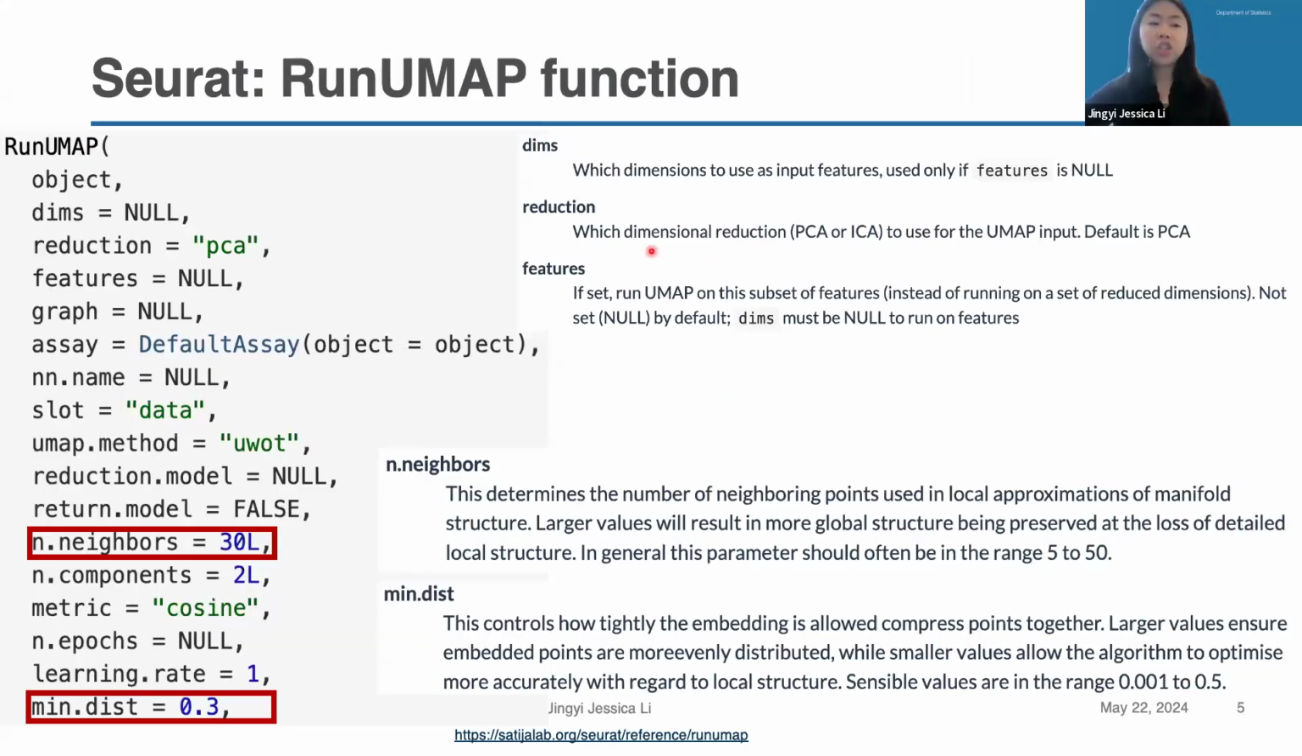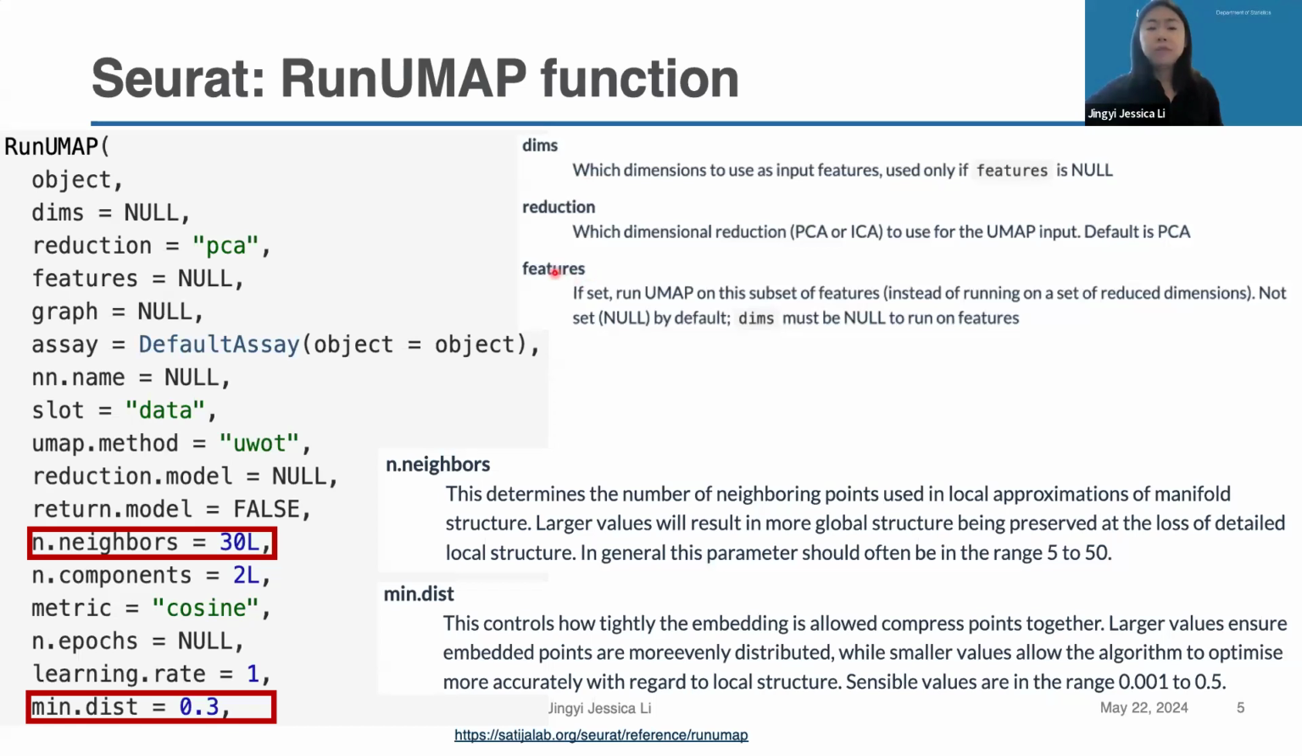Okay, and speaking about this dims, the previous dims 1 to 10 means the dimensions used as input features, used only if features is null. So there's another argument, features. The default is null. You know in R, if you don't specify an argument, the default will be used. So features default is null, so you will use this. And then here the reduction means which dimension reduction, PCA or ICA, you can use for the UMAP input, default PCA. So if this is PCA and features is null, then dims 1 to 10 means that you are using the top 10 PCs as the input into your UMAP, just like what we use for the top 10 PCs for the graph construction.